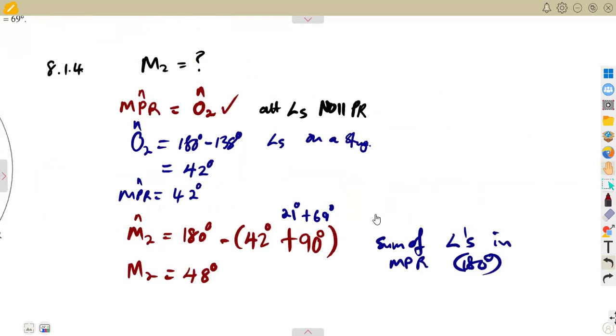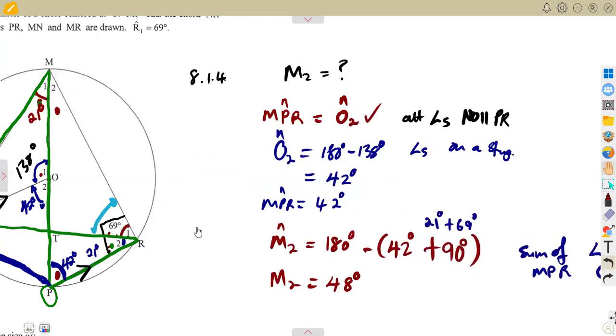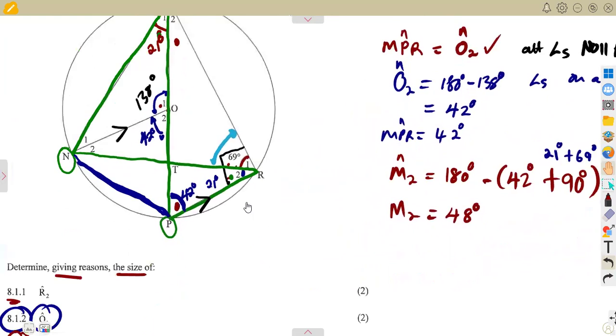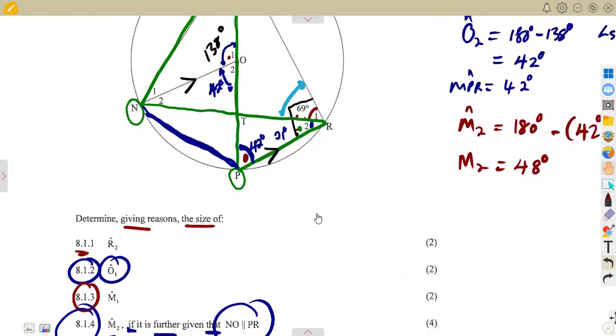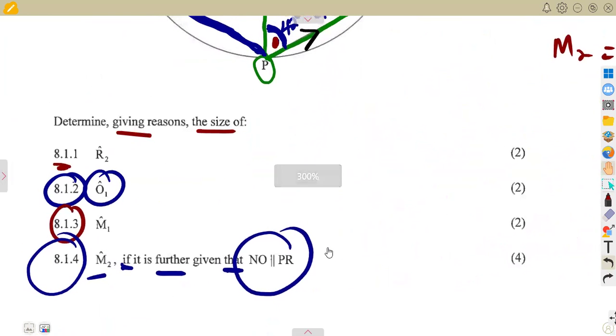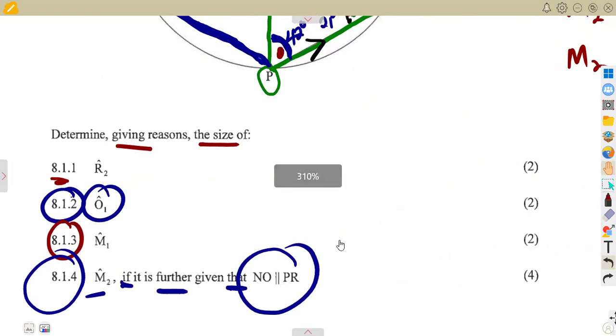Be mindful whenever you are working with your theorems. Be mindful how you answer your questions. It is very, very important that you understand your diagrams. We are going to continue with the same question paper. Here in question 8.2, we are just going to work each diagram separately so that you understand the concept.